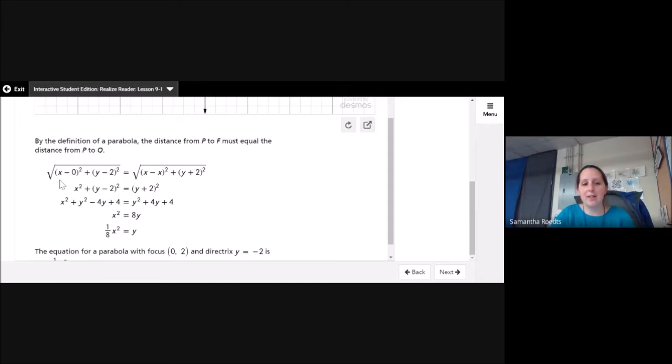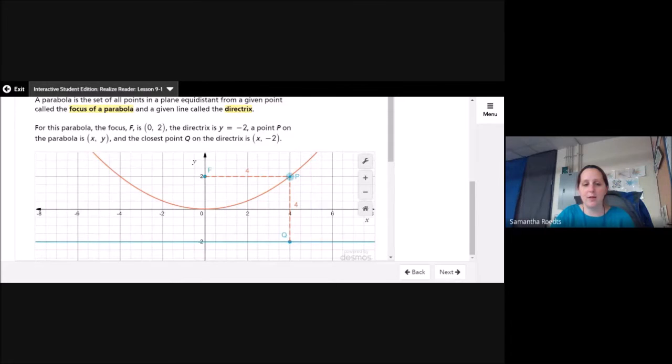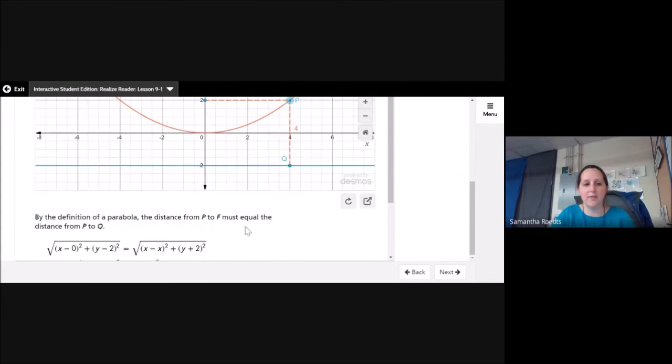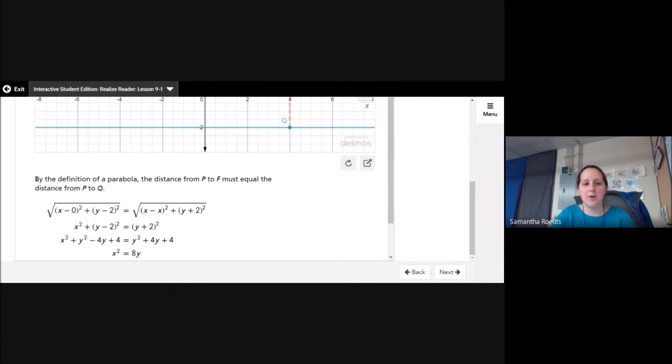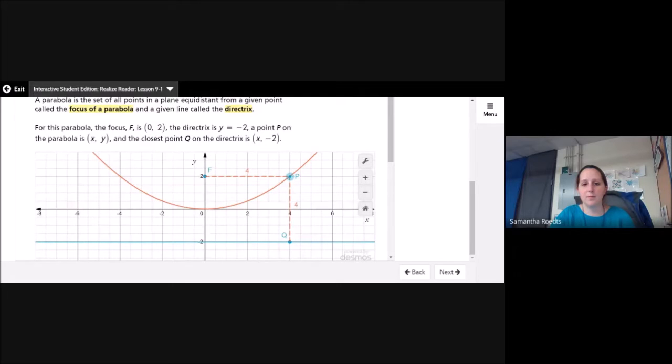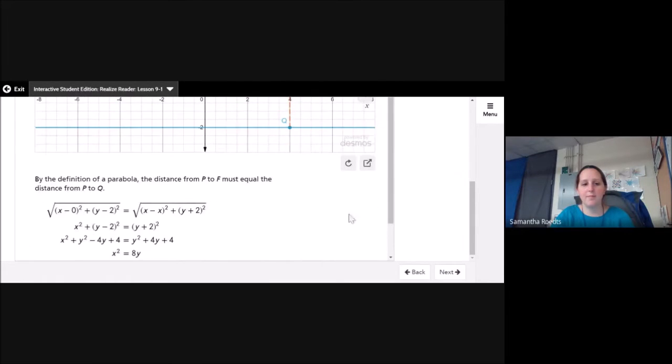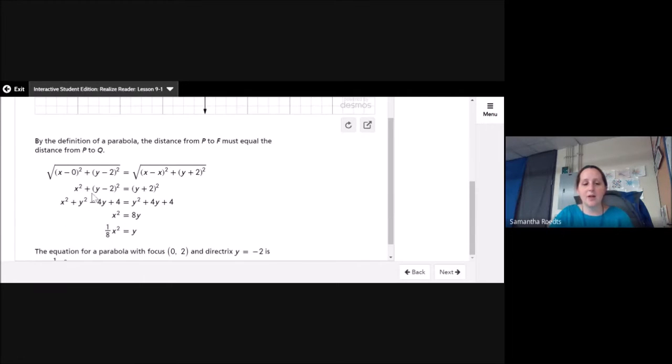So I take the square root of (x minus 0) squared plus (y minus 2) squared. Again, I pull these right here: the directrix is y equals -2, and the focus (0, 2) is the point that I was given. This equals the square root of (x minus x) squared plus (y plus 2) squared. So x squared plus (y minus 2) squared equals (y plus 2) squared, because (x minus x) equals 0.